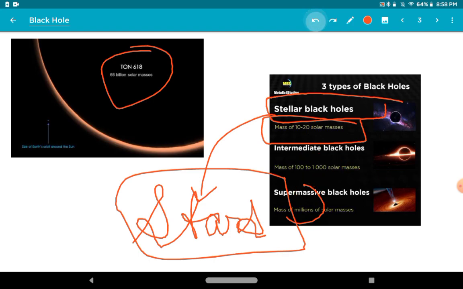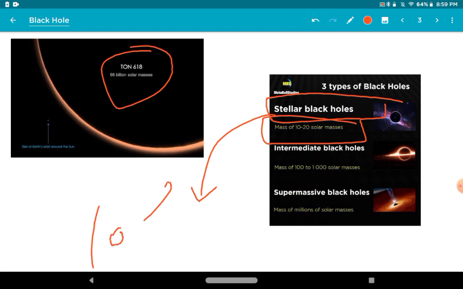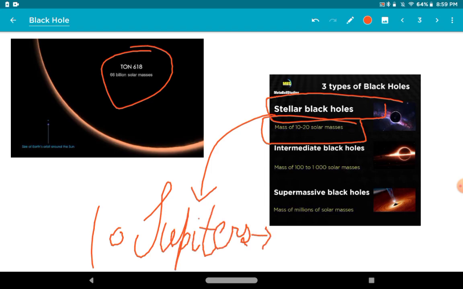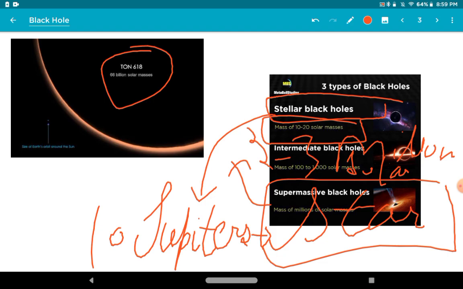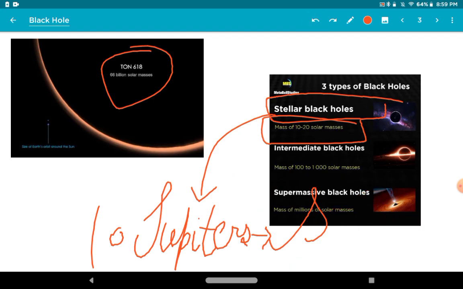On planets also there is a limit. Like a planet can only be 10 Jupiters heavy. After that it will convert into a star. And a star also has a limit of like 2 to 3 million solar masses, solar suns. It is the limit of a star, but stellar black holes have a mass of 10 to 20 solar masses. That means 10 to 20 suns of mass inside it. They are the small black holes.